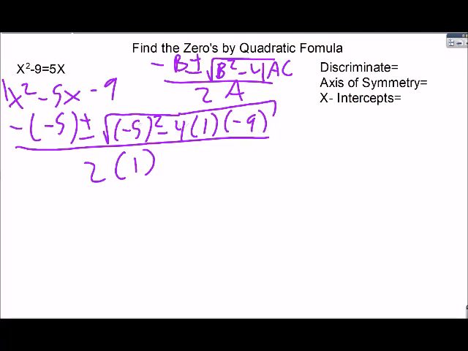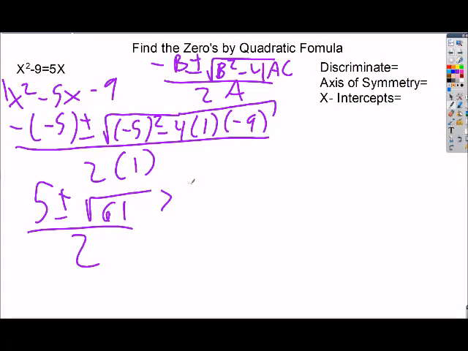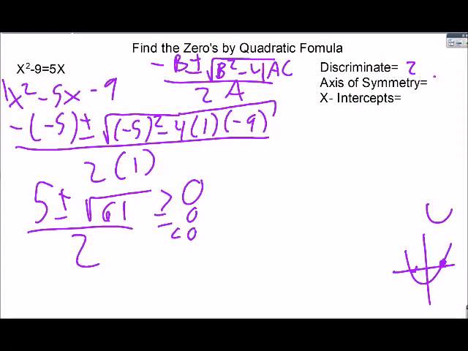and simplify, and I get the square root of 61 is bigger than 0, which means our discriminant is 2, or it's going to cross the x-axis twice. If it's equal to 0, it only crosses once, and if it's less than 0, it doesn't cross at all. My axis of symmetry is going to be this 5 over 2, so it's going to be 2.5. And the last bit is my x-intercepts, which is going to be 5 plus the square root of 61, divided by 2, and then 5 minus the square root of 61, divided by 2, and I get the two answers of negative 1.4 and 6.4.